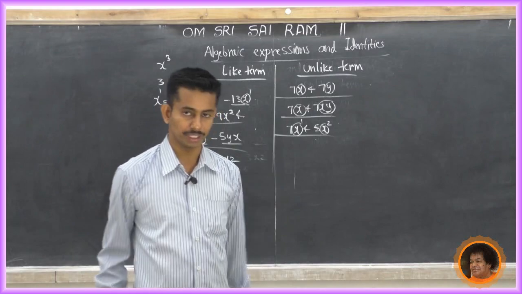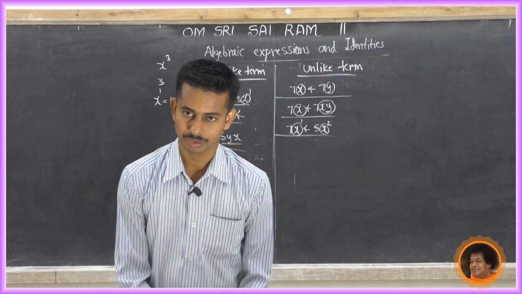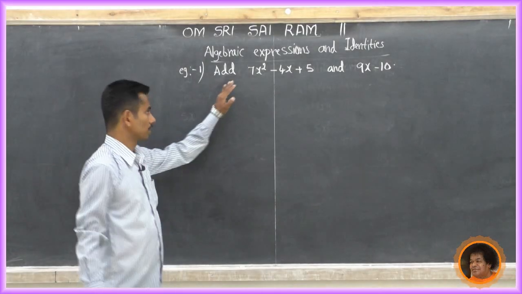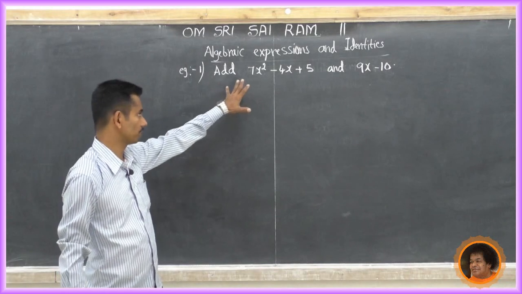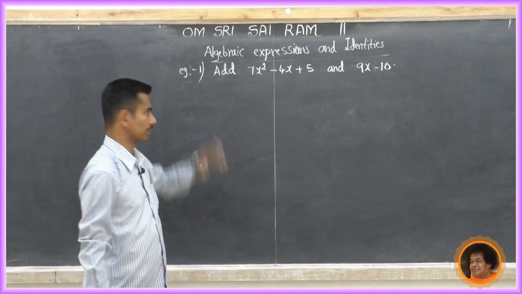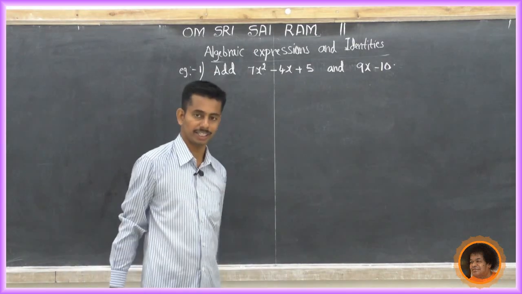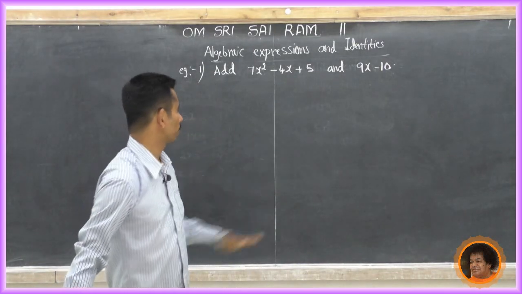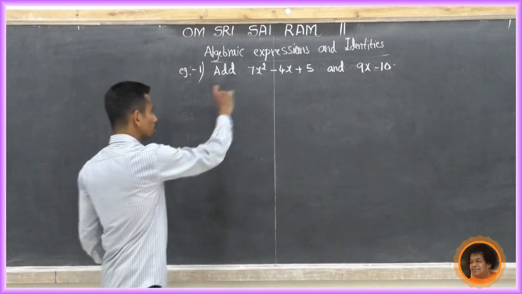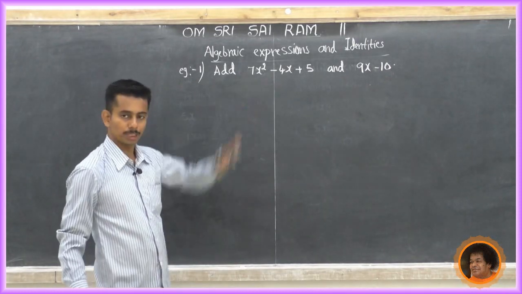This is the difference between like and unlike terms. Related to this topic, some simple problems are given in the textbook. First example: add 7x squared minus 4x plus 5 and 9x minus 10. This is an important and very simple one. How to add these two expressions?